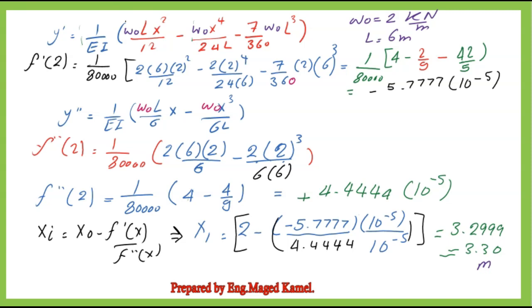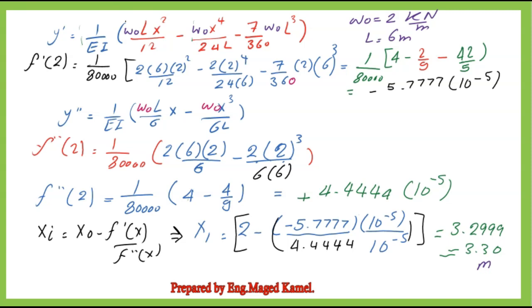F double dash of 2 equals 1 over 8 multiplied by 10 to the 4, open one bracket, 2 by 6 by 2 divided by 6 minus 2 by 2 raised to the power of 3 divided by 36. F double dash of 2 will be equal to plus 4.444 multiplied by 10 to the power of minus 5. Now the equation has been modified for the Newton-Raphson method.